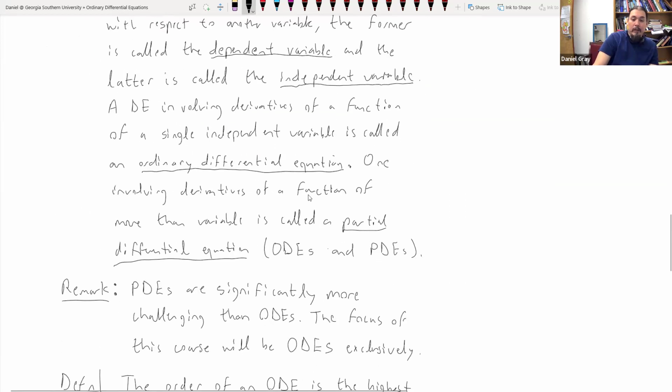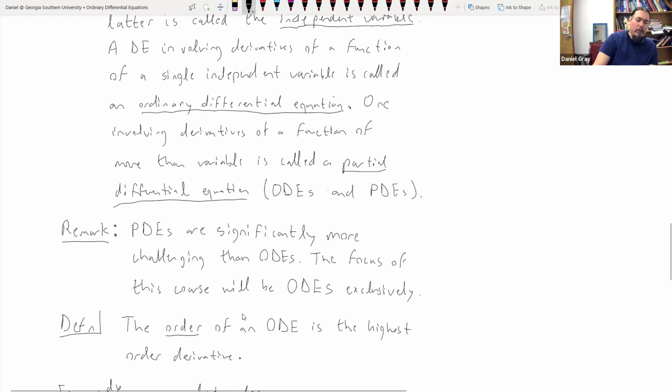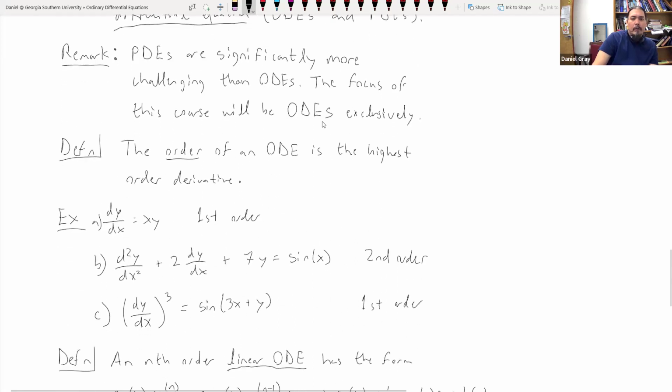Now, the title of this class is Ordinary Differential Equations, so that probably gives you a hint that we're only going to be talking about ordinary differential equations in this class, right? And instead of saying ordinary differential equations all the time, I'm just going to abbreviate it as ODE, right, for ordinary differential equation. And PDE is another common thing for partial differential equations, okay? All right. Okay, so another definition here. What is the order of an ordinary differential equation? Well, it's just the highest order derivative.